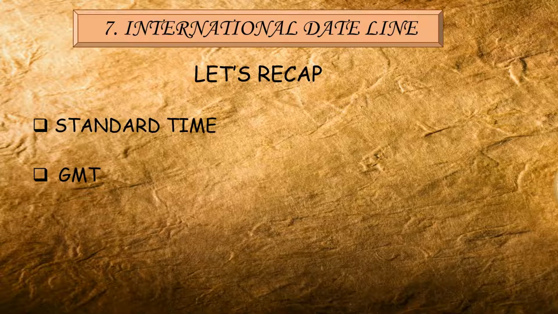Also, we have studied about the IST. IST means Indian Standard Time. So, the Indian Standard Time is determined by the 82.5 degree East Meridian. So, there is a difference of 5 hours and 30 minutes between the GMT and the IST. Indian Standard Time is ahead of GMT.